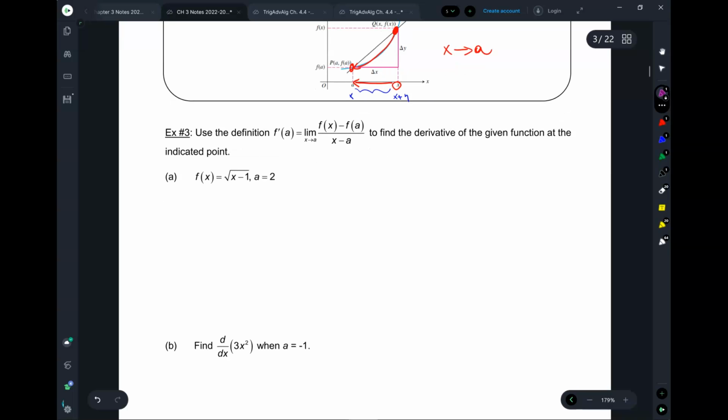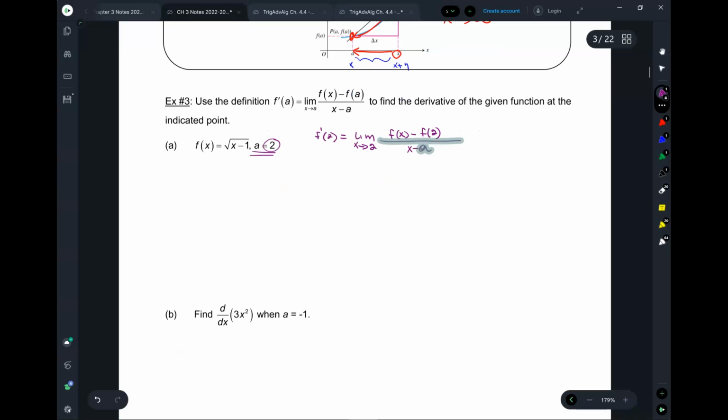So okay, a is 2. So we want to find f prime of 2. This is the limit as x approaches a, meaning x approaches 2, of f of x minus f of a, which is f of 2, right? Because a is 2, all over x minus a. x minus 2? Thank you.